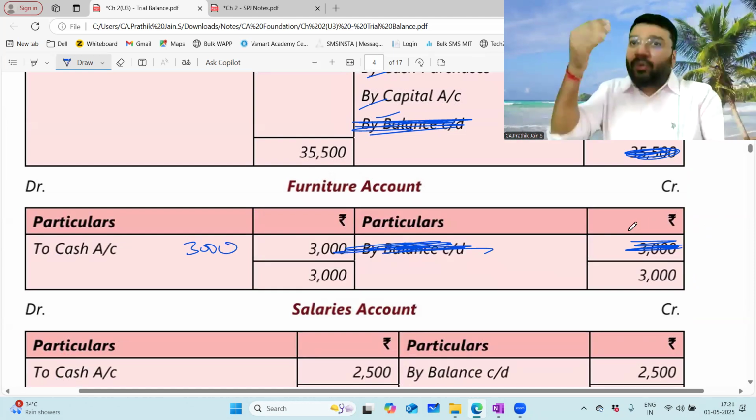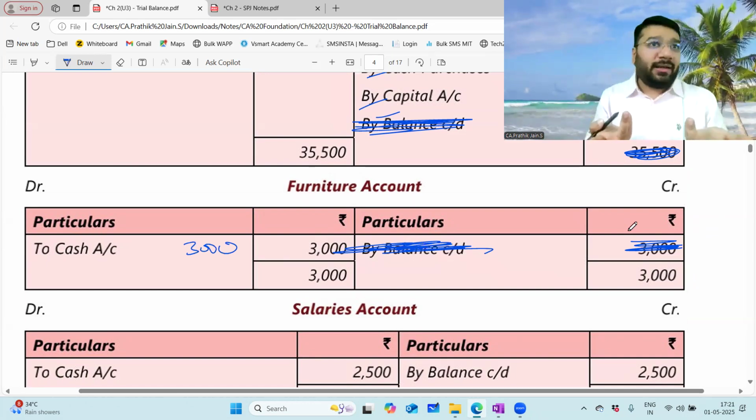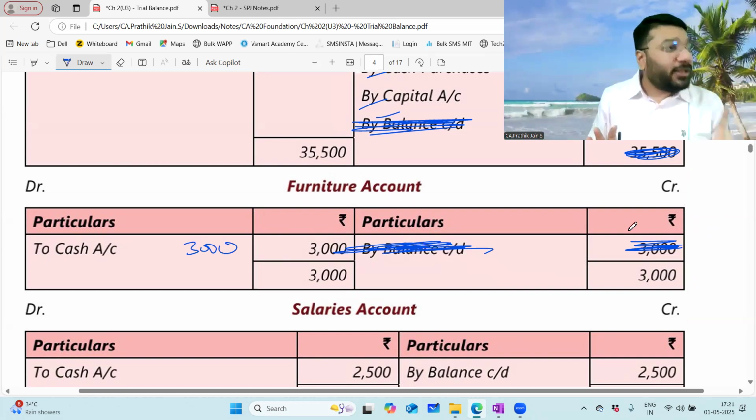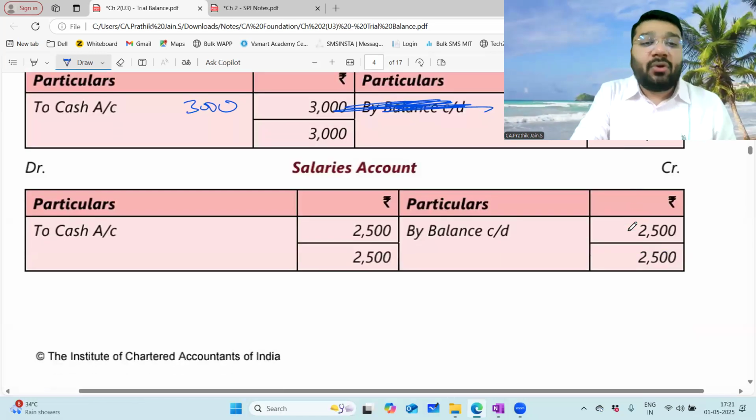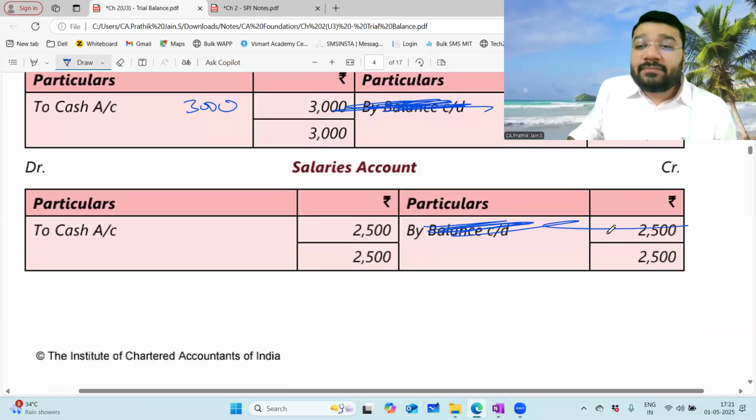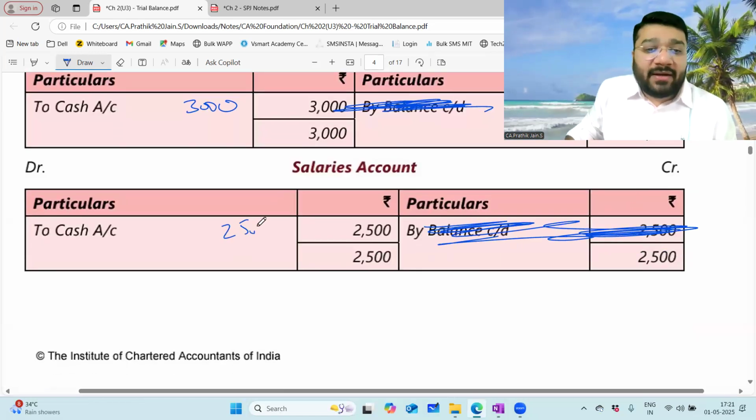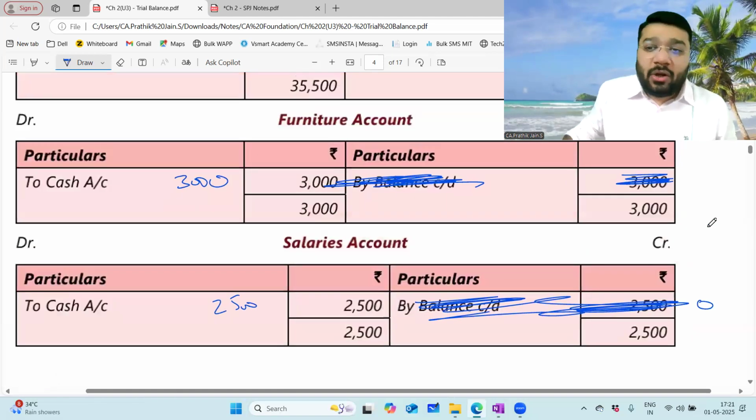What are we doing? Normal total. Before balancing, what do we do? Total now. That total only I'm doing. Am I teaching anything new? No. Salaries account total. Which side? Debit side 2,500. Credit side 0. Here also I'm putting 0.